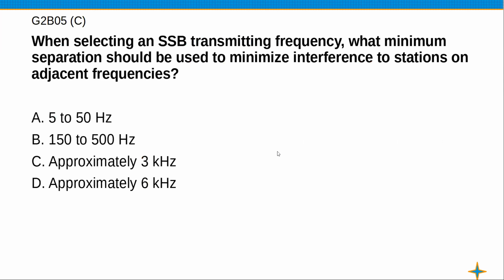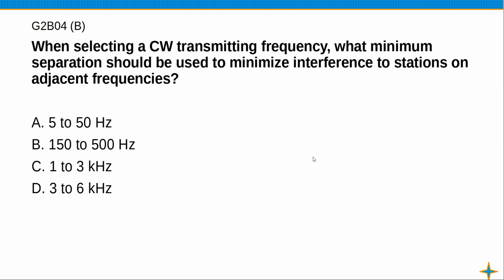So when selecting a single sideband transmit frequency, what minimum separation should be used to minimize interference to stations on adjacent frequencies? So it's almost like using channels. When selecting a CW transmitting frequency, what minimum separation should be used to minimize interference to stations on adjacent frequencies for CW? 150 to 500.